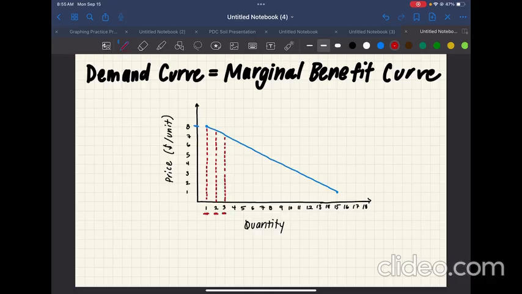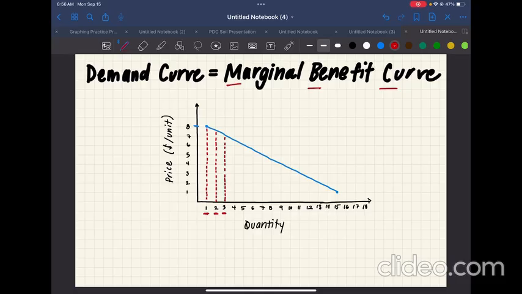Now what I want you guys to remember here is that this graph reflects the whole market. We're not talking about the quantity that one consumer would buy at different prices. We're talking about the whole market. And what I want to prove here is that the demand curve is the same thing as what we call the marginal benefit curve. The marginal benefit curve is more about these red lines. It's about the benefit that the market gets from an additional sale of a product.